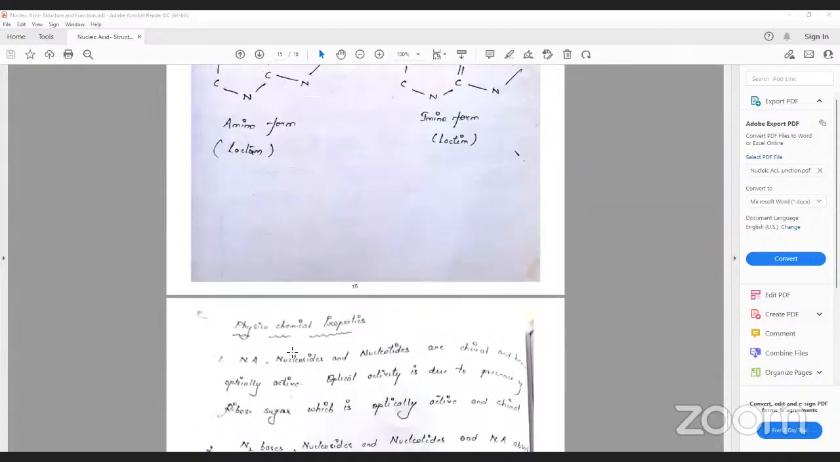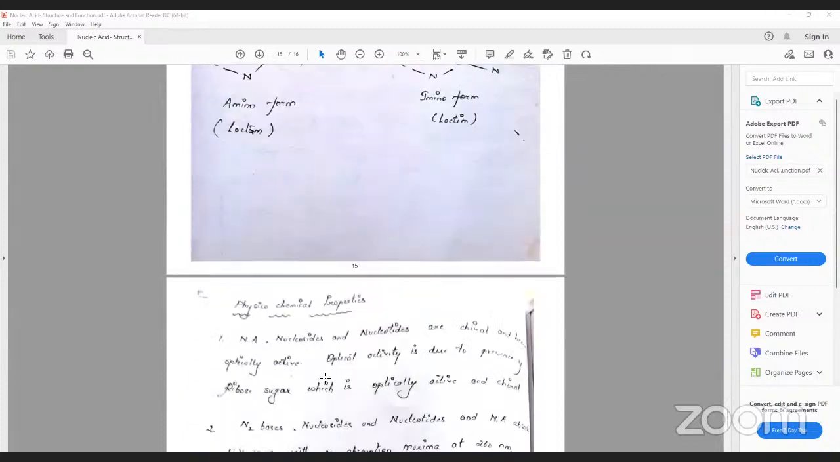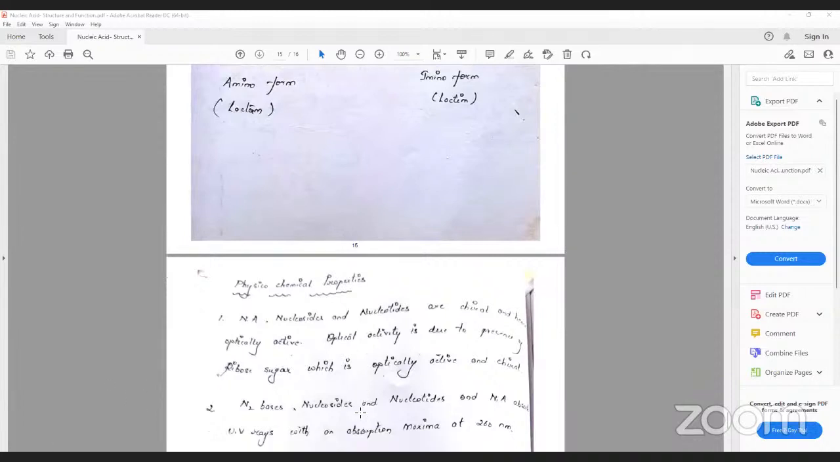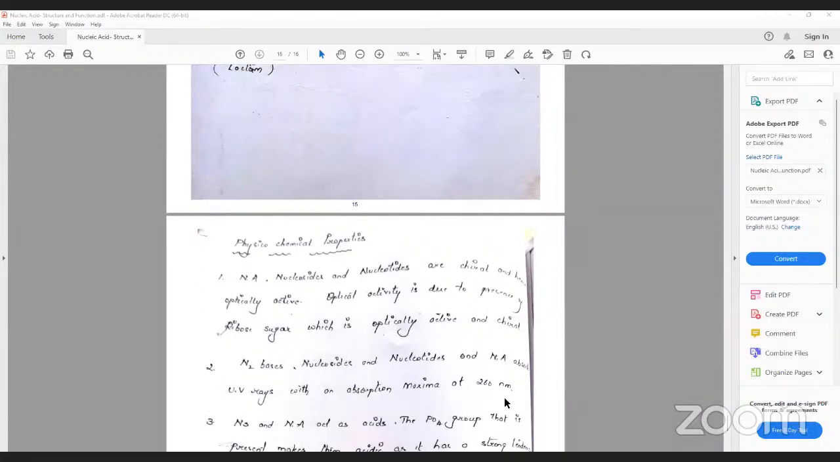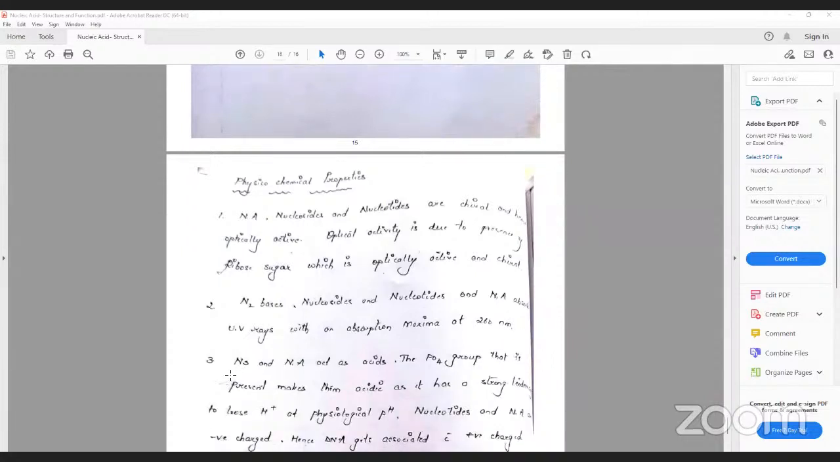And coming to physicochemical properties, we know that just like sugars, nucleotides also contain chiral carbons. So they have optical activity owing to the sugar which is present. Then they absorb UV at 260 nanometers, and these nucleosides and nucleic acids are acids, and the presence of the phosphate group as a component makes them acidic.